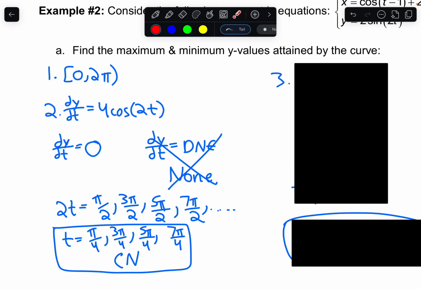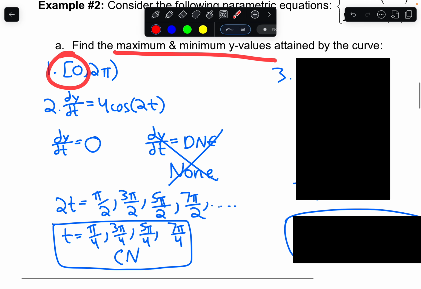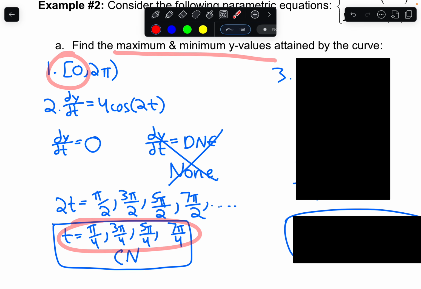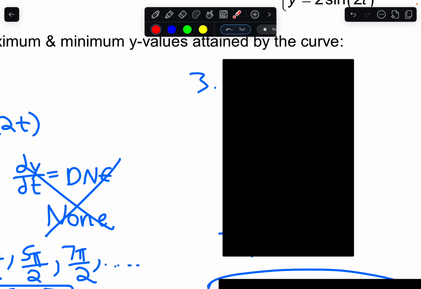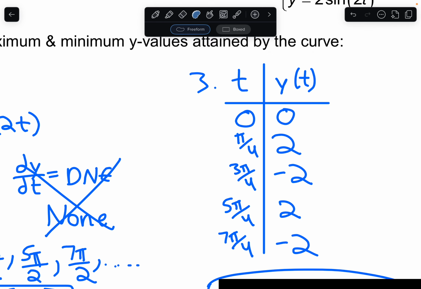So again, you could try to go first derivative test, but we really don't care. The question is to find the max and min y's. We know they're going to occur at either 0 or one of these 4 points. So let's just plug them all back into y of t, and you can plug them all in and simplify. A little unit circle practice for you.